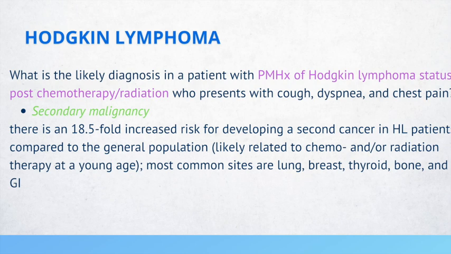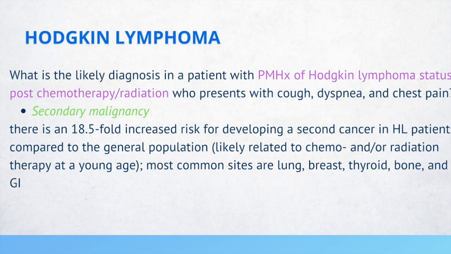Secondary malignancy. There is an increased incidence for developing a second cancer in Hodgkin lymphoma patients compared to the general population. Most common sites are the lung, breast, thyroid, bone, and GI system.